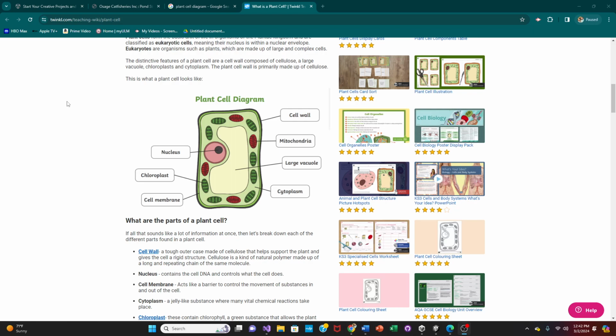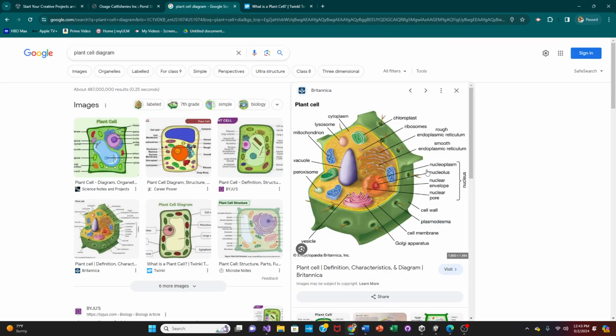Okay, now that we have chosen our objective and we've decided that plant cells is what we want our students to know about, we're going to have to refine our topic. So if you do a Google search, you'll see lots of different plant cells. And all of these images are different.